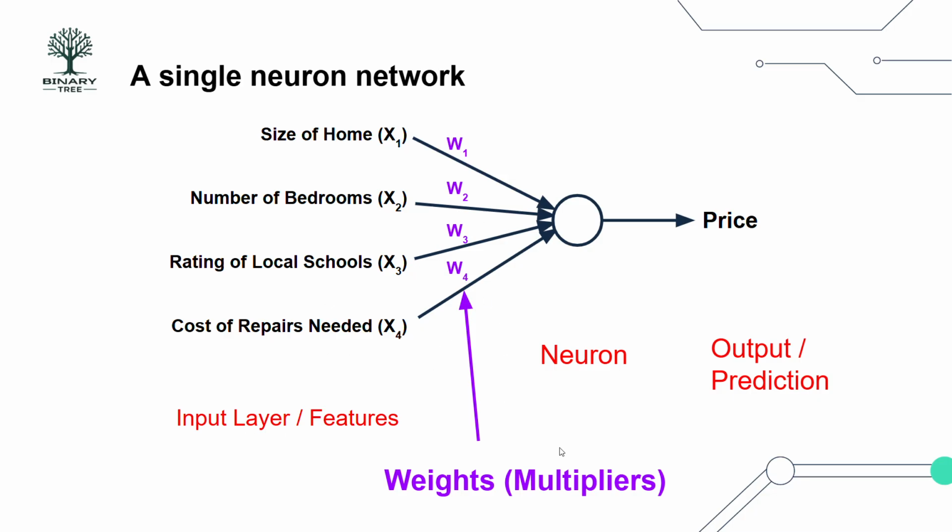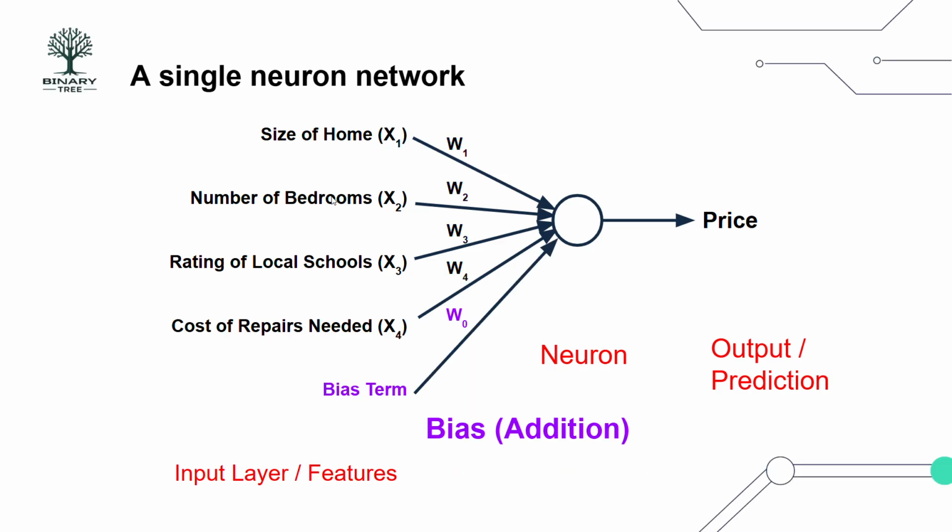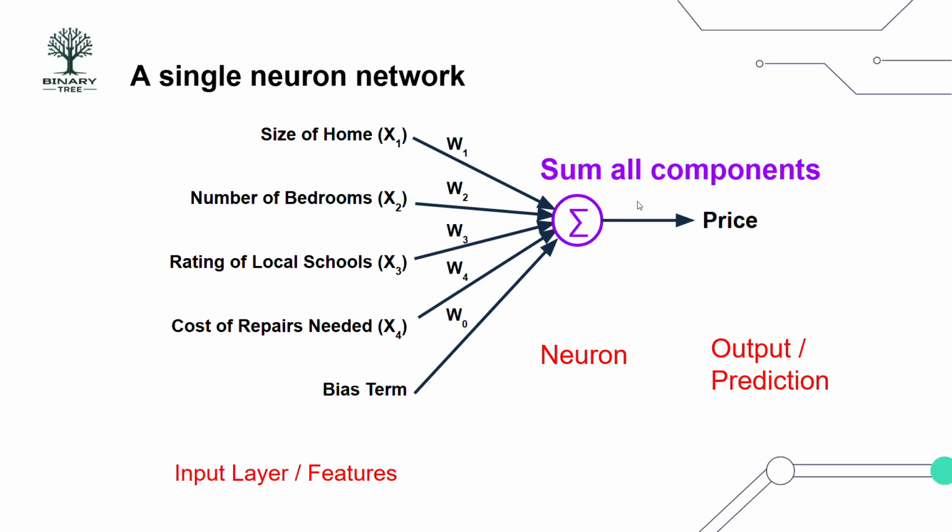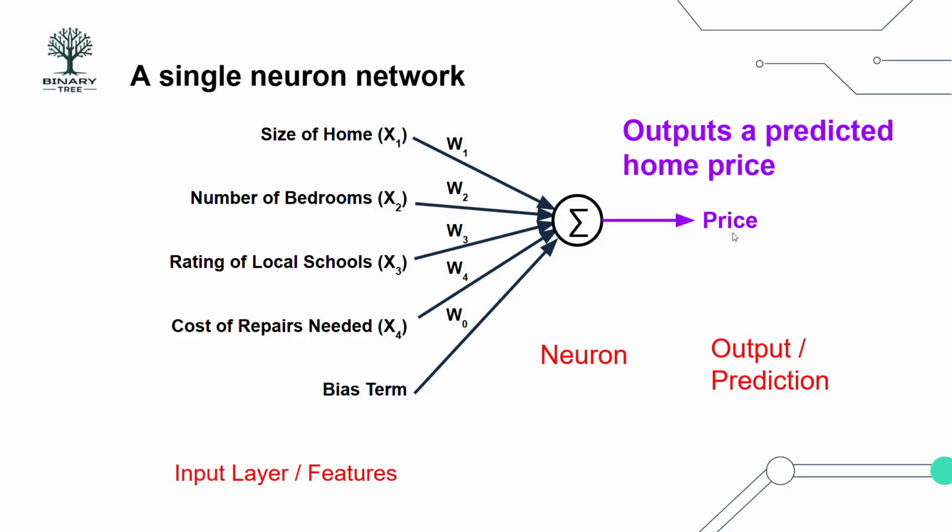Now, within this, we have to put weights. So going from each feature in the input layer to the neuron, we have to add a weight, which is basically a multiplier. We also have to have a bias term, which is just adding an extra weight in there. It's just an additional constant, like in y equals mx plus b, that line equation. It's just that additional y-intercept. We always have to have this additional bias in case there is one. And then we sum all components up and output price.